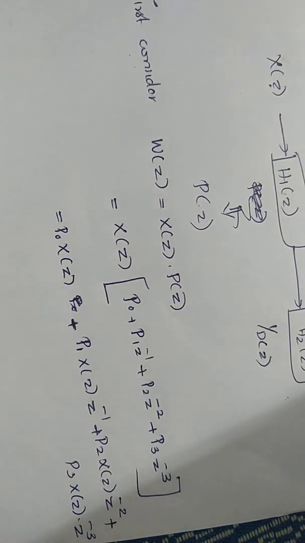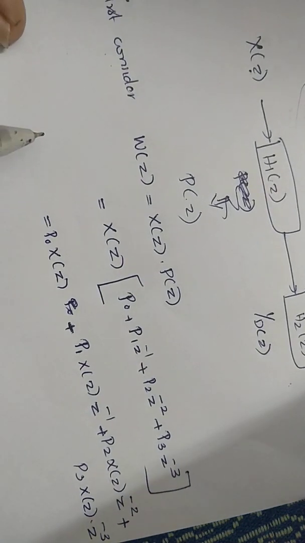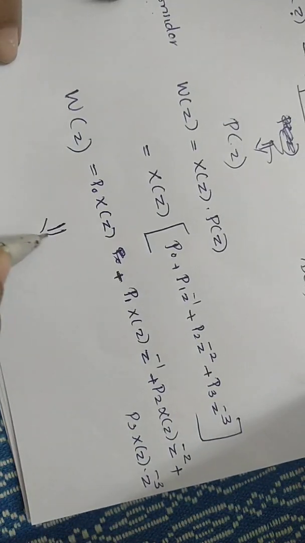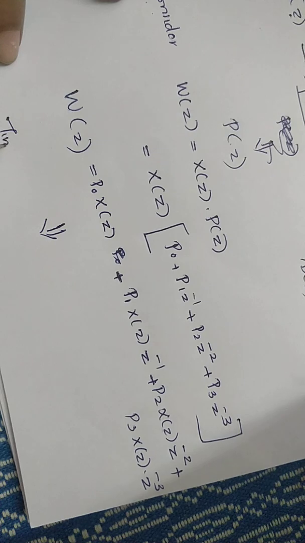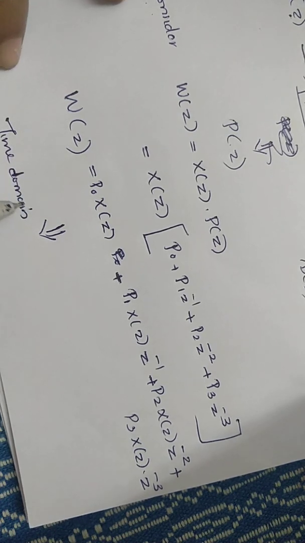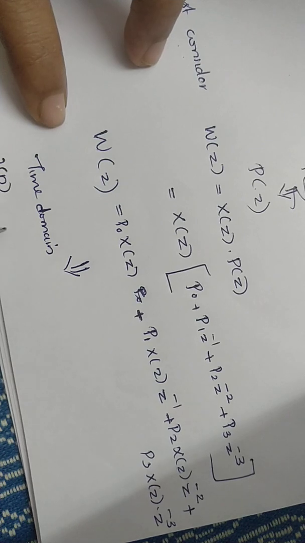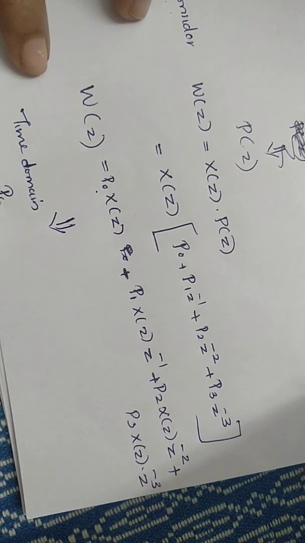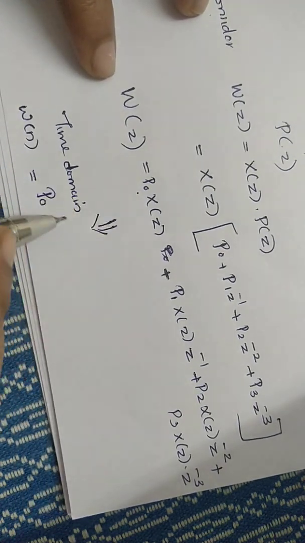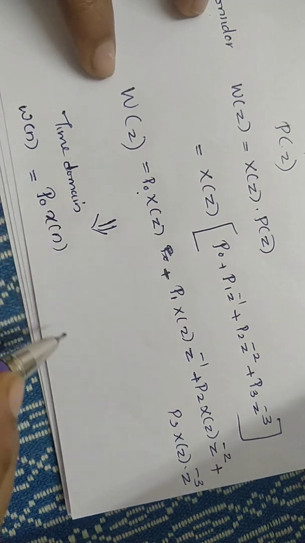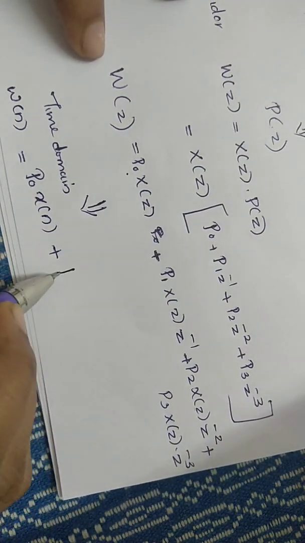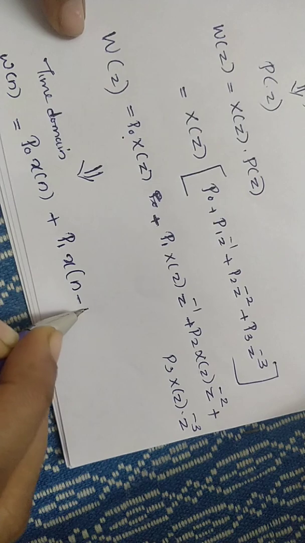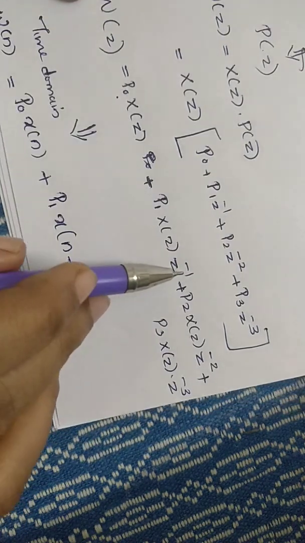So this is equal to W of z. So I am converting this equation into the time domain. In time domain, how will I write W of z? It will become w of n, which is equal to p0, a constant, so writing it as it is, then X of z in time domain will become x of n, plus p1 is a constant, so writing as it is, X of z into z inverse, I am writing it as x of n minus 1. Only a single delay term.